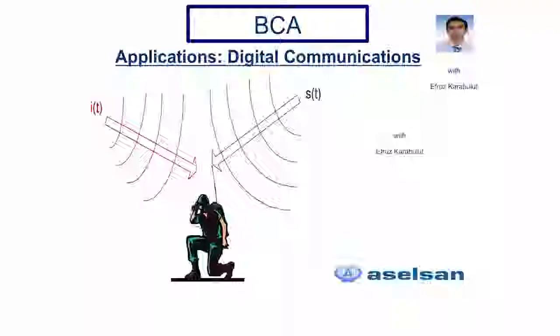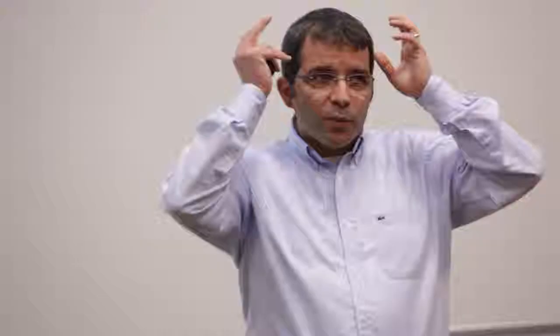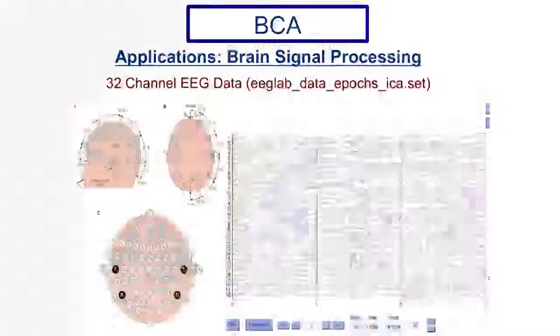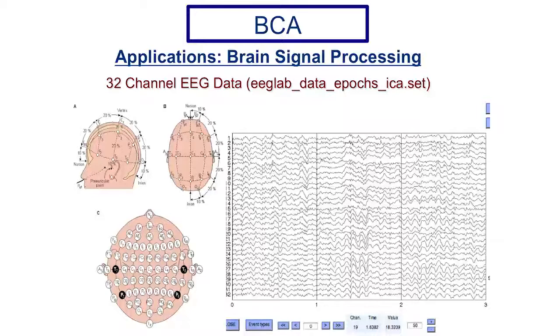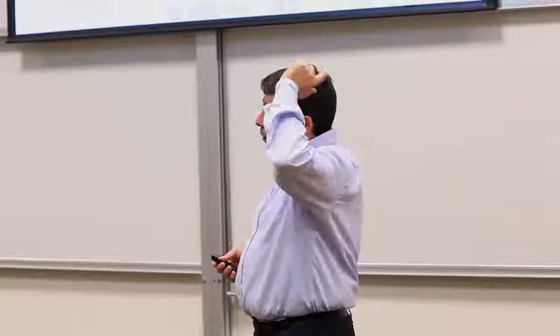Another application is EEG data processing, so brain signal processing. As I said, there are voltage variations across the scalp, so we put some electrodes, in this case 32 electrodes. This is data coming from an EEG lab software tool, from an experiment where at second one they introduce a target picture, and the user is supposed to press a button after the target picture appears. So there are variations in the scalp signal, and the goal is to analyze where that source is coming from.